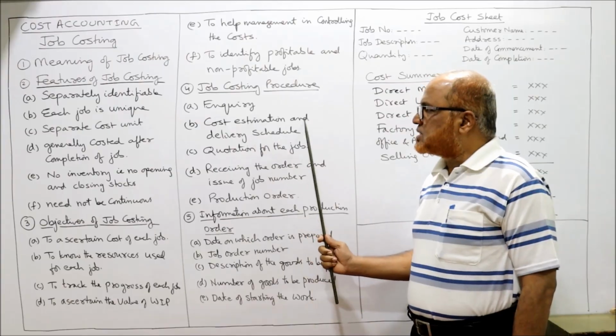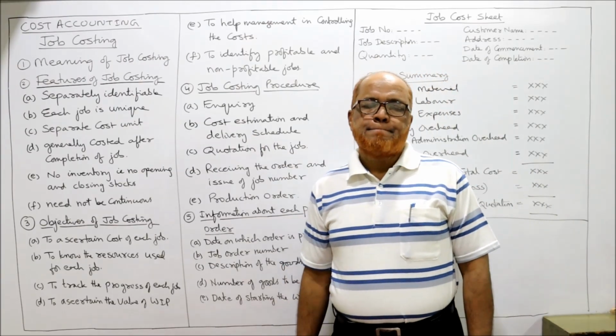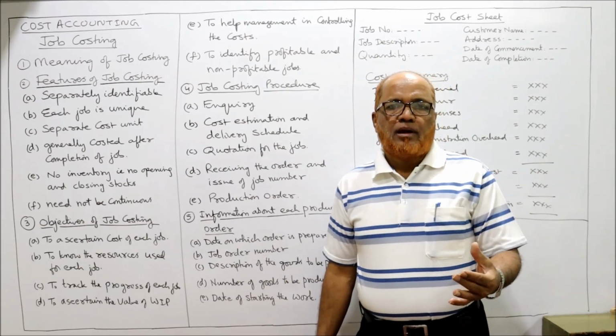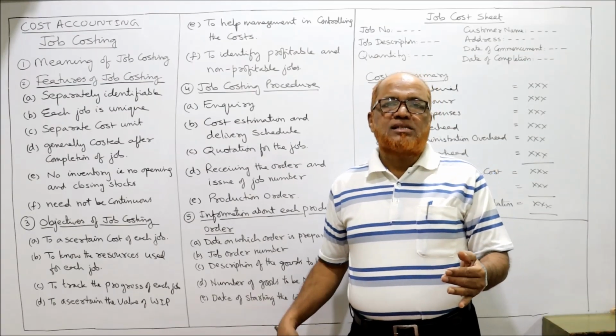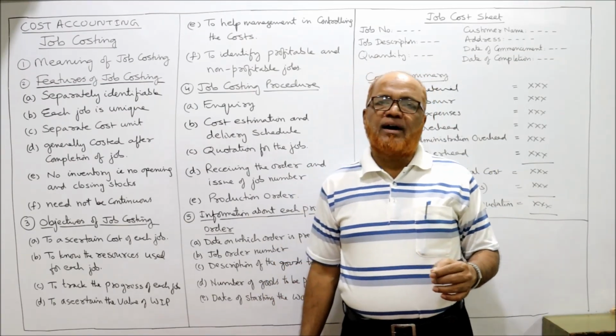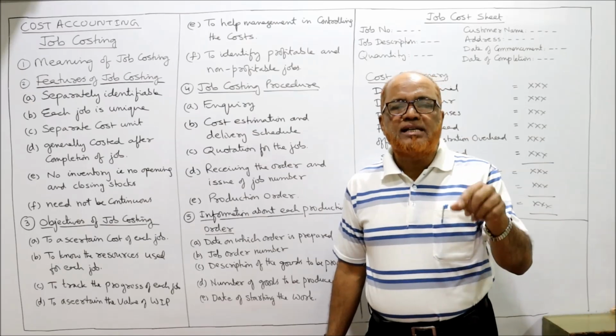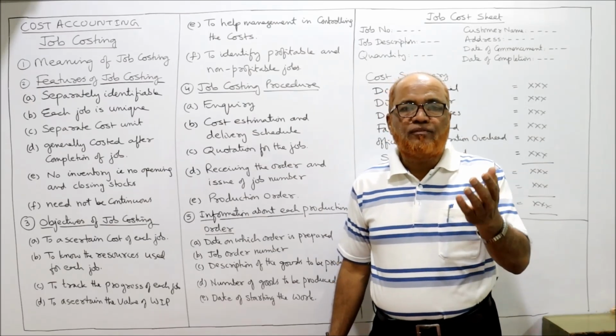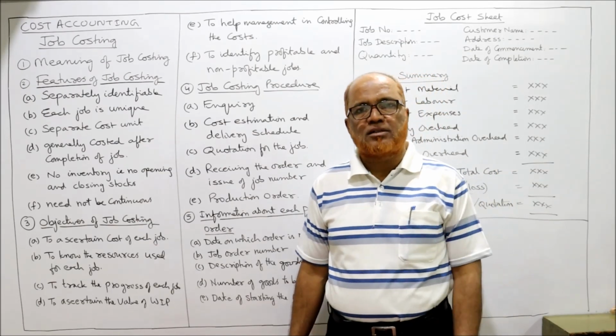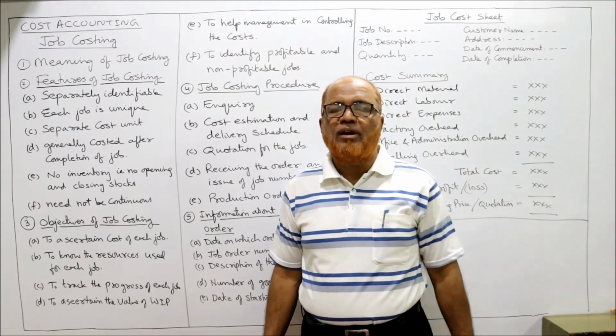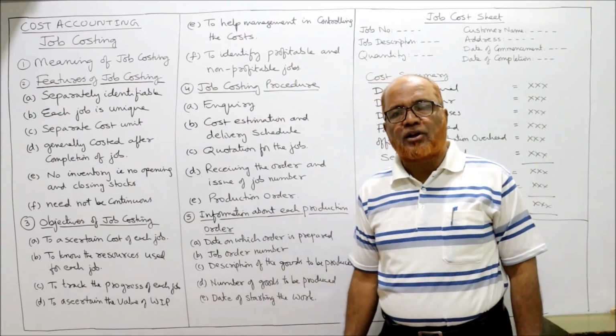First one. Second, cost estimation and delivery schedule. So secondly, after getting the enquiry from the customer, the producer will find out how much would be the estimated cost to produce that product, and what is the schedule of time when we can finish the production.